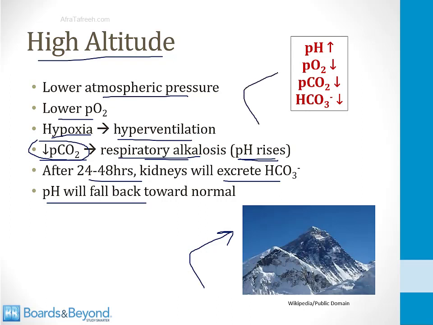So shown up here are the key findings of a patient who has been at high altitude for more than a day or two. The pH will be high, the PO2 will be low, the carbon dioxide level will be low from hyperventilation, and if a couple of days have gone by, the bicarb level will be low because of the kidneys compensating for the respiratory alkalosis.